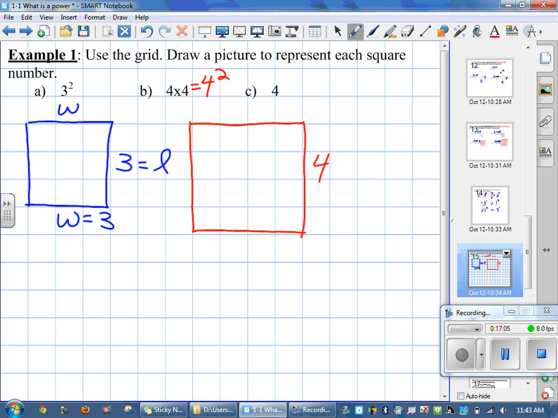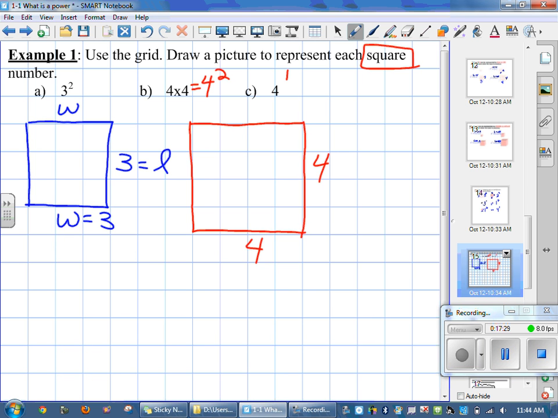Well, this is 4 exponent 1. What would 4 exponent 1 look like? Well, if I'm drawing a square, I know that 4 to the 1 is a line. So what could make 4 as an answer if it was a square? What could give me an answer of 4 if I had to draw a square?